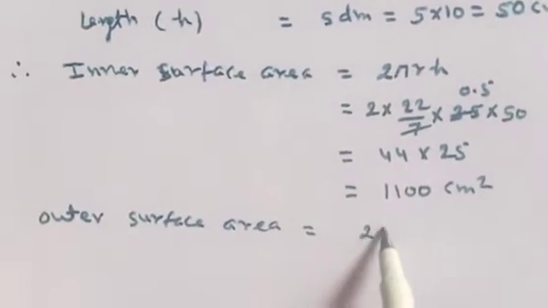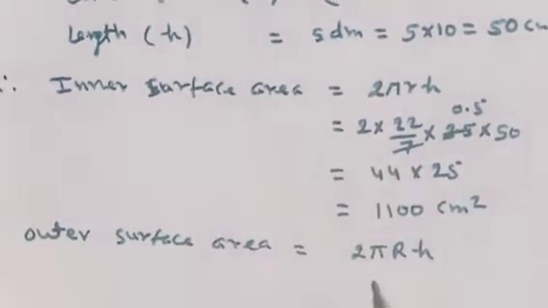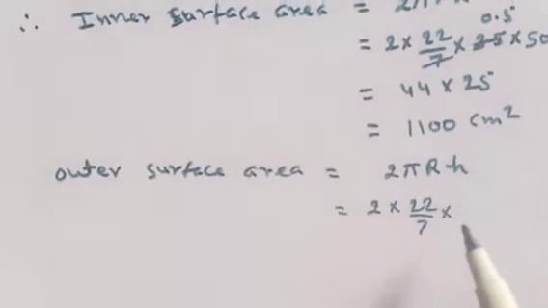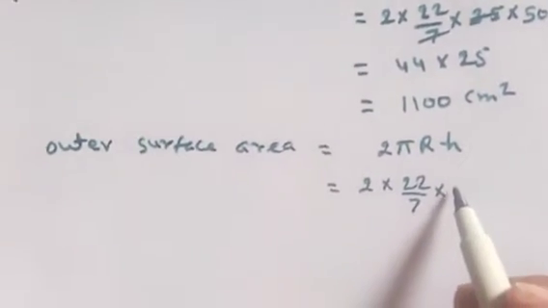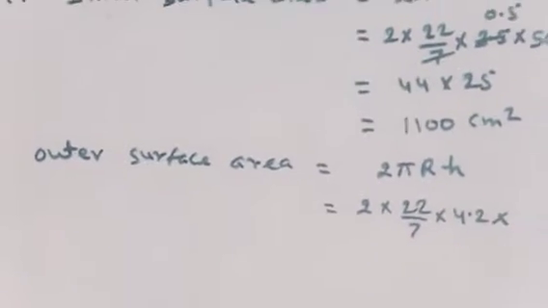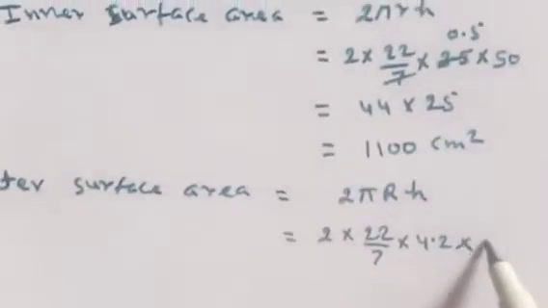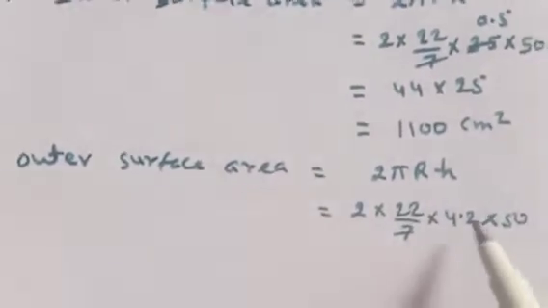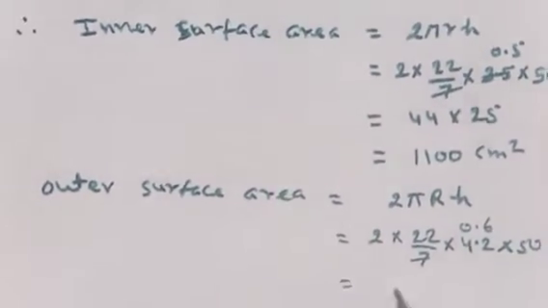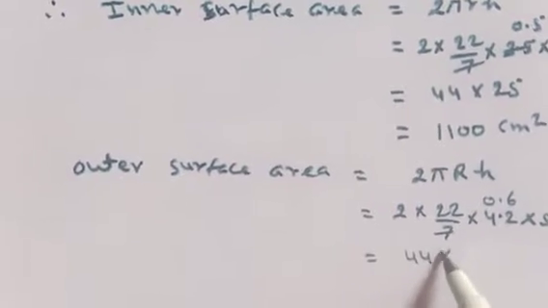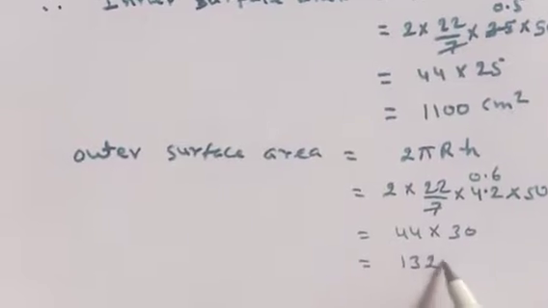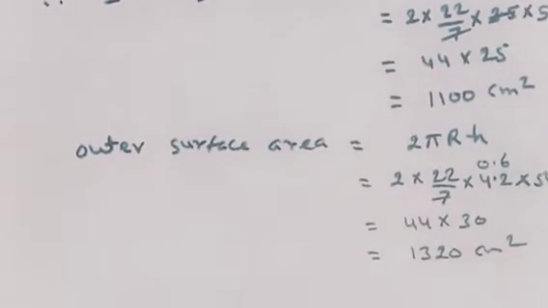Now outer surface area equal to 2 pi RH equal to 2 into 22 by 7 into outer radius 4.2 into 50. 4.2 is divisible by 7 0.6 times, equal to 44 into 30 equal to 1320 centimeter square.